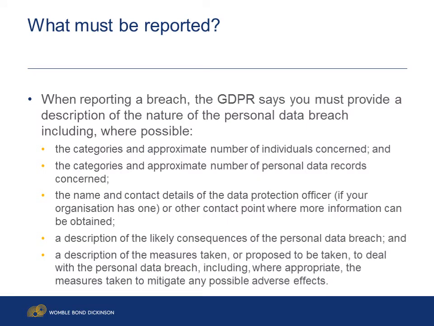What must be reported? When reporting a data breach, you must provide a description of the nature of the personal data breach, including, where possible, the categories and approximate number of individuals concerned, the categories and approximate number of personal data records concerned, the name and contact details of your data protection officer, if you have one, or some other point of contact, a description of the likely consequences of the personal data breach, and a description of the measures taken to deal with the breach, including, where appropriate, any measures to mitigate any adverse effects. It may well be that all of that information is not to hand when you first make your report to the ICO. Where that is the case, the ICO is prepared to accept phased or staged notification as details become available.